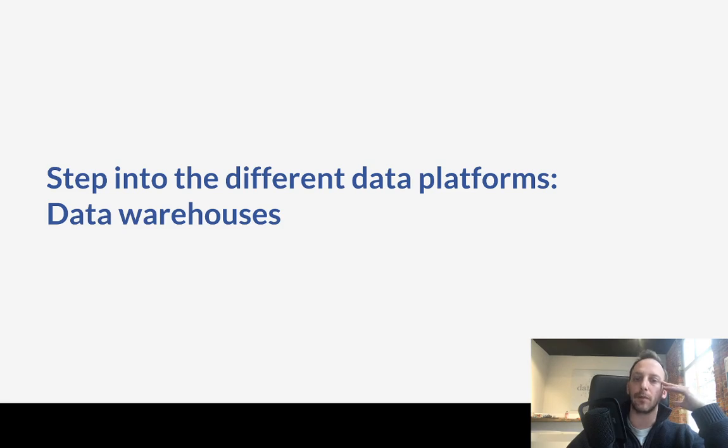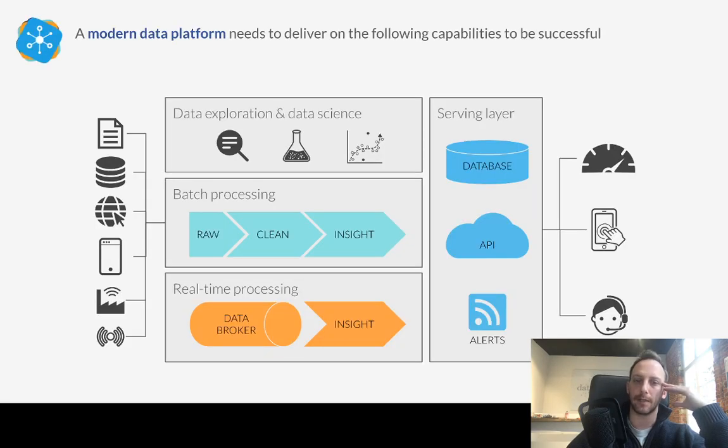So let's step into those data platforms. What is a data warehouse? A modern data platform needs to deliver on the following capabilities to be successful. When people ask me to build a big picture of what a data platform is, it's always the same thing. It's data sources on the left, and that could be text data, databases, web data, mobile data, factory data, whatever.